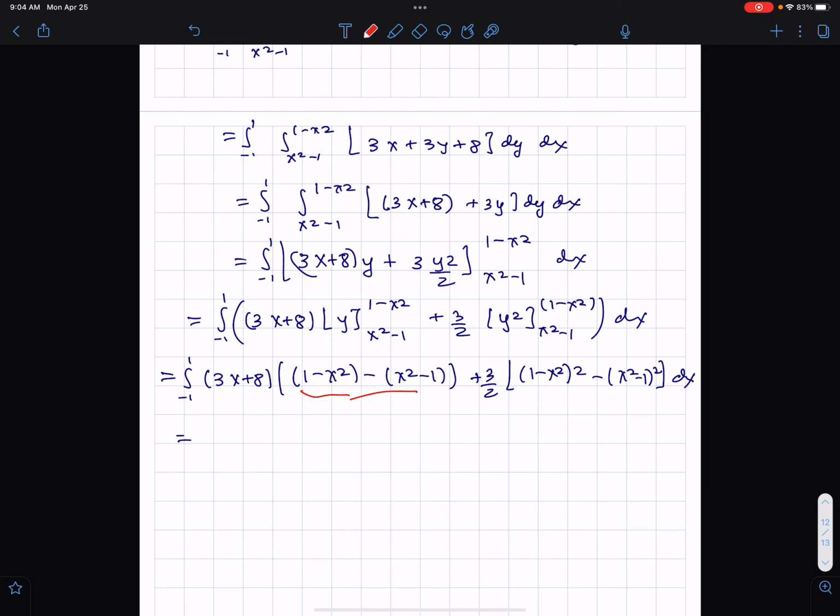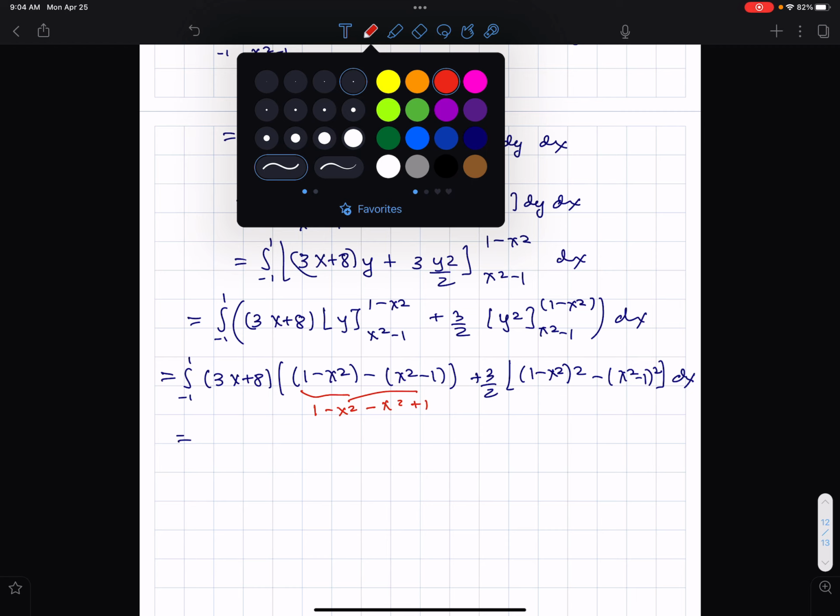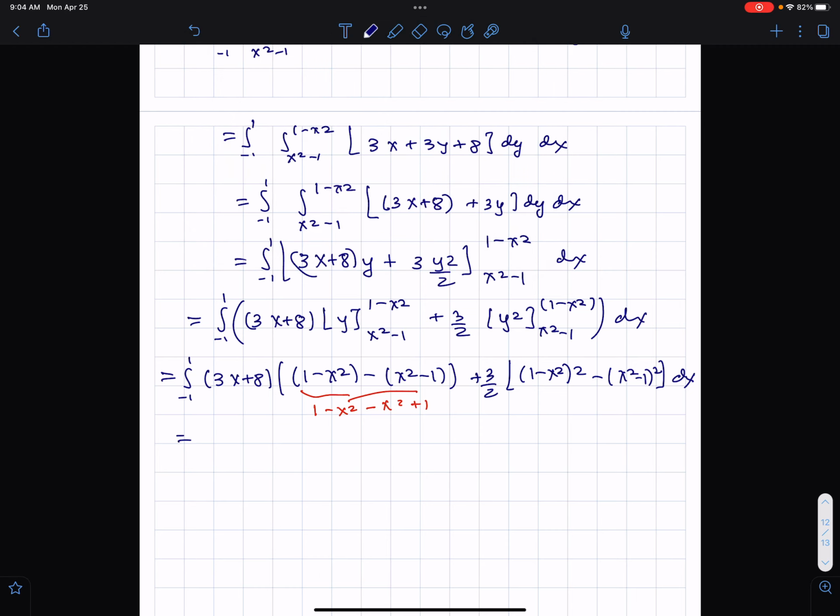Okay, so let me just write it down here like this. This part is equal to 1 minus x squared plus 1. So this is going to be the integral from negative 1 to 1, 3x plus 8. I can see why you asked this question. It's sort of a lot, right? 2 minus 2x squared plus 3 halves.